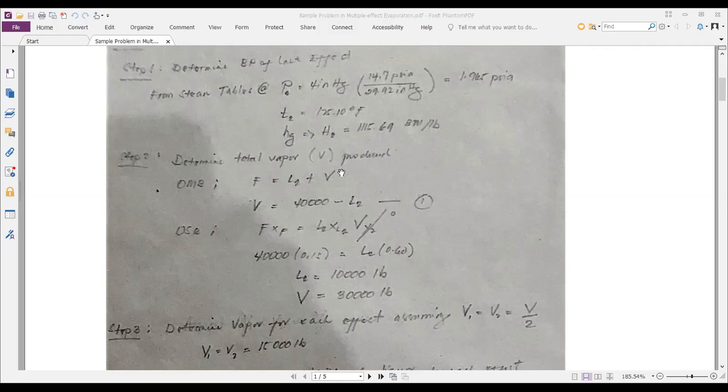This V here is the total water evaporated. So given a feed of 40,000, we subtract the final liquor, the final product L2. So we'll have a V in terms of L sub 2. We can't solve anything yet, so this would be our equation 1. So I have 10 minutes for this one.